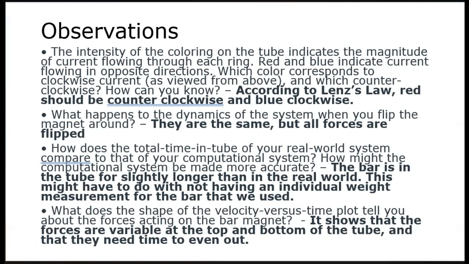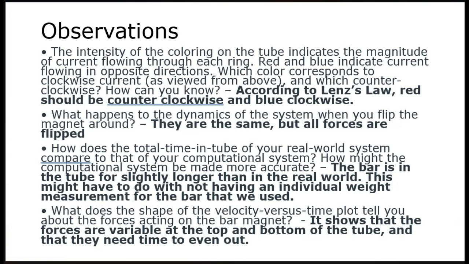Here are some observations. The intensity of the coloring on the tube indicates the magnitude of current flowing through each ring. Red and blue indicate current flowing in opposite directions. Which currents do they represent? According to Lenz's law, red should be counterclockwise and blue clockwise, because Lenz's law says that the forces going down should balance out the change in magnetic flux.